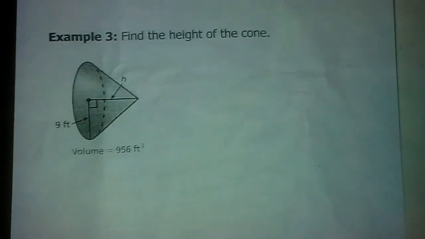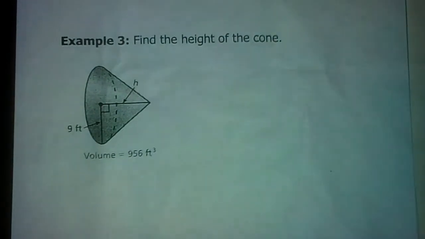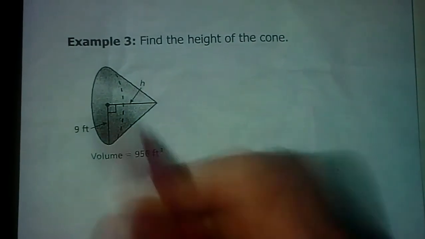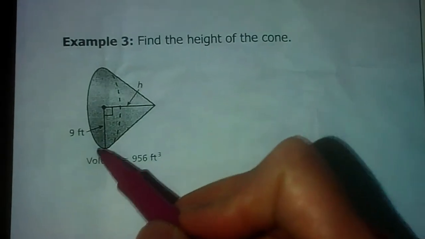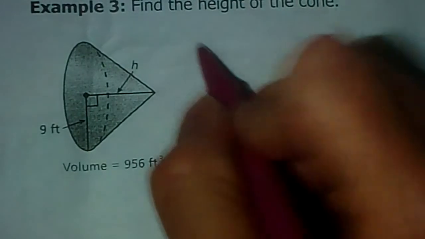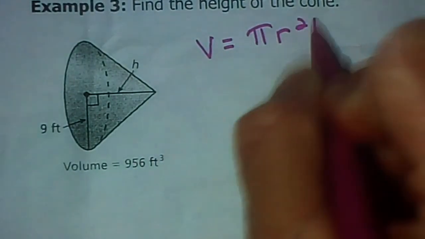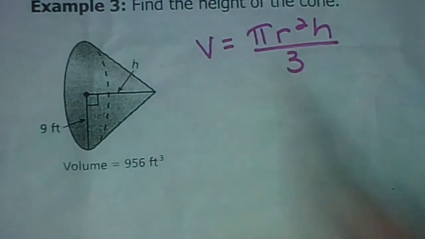All right, the grand finale example. This one is a little bit trickier. You have to find the height of the cone instead. You're given the volume, you're given the radius. So remember, you did an example like this before. We're going to use our formula for volume, and we're going to be able to solve for height from that. You'll see. So here's my volume formula.